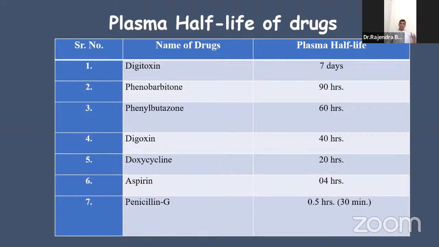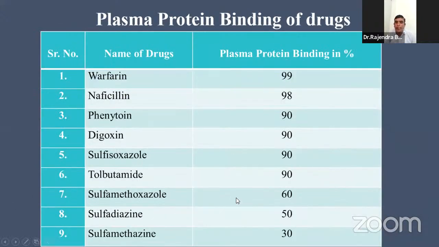Penicillin G is nothing but the benzyl penicillin. Benzyl penicillin comes under the class of the beta-lactam antibiotic, and it has a 30-minute, 0.5 hours, means half an hour, plasma half-life. Okay, so a question may be asked, which drug has the highest plasma half-life? Obviously, there is digitoxin. Okay, next, please.